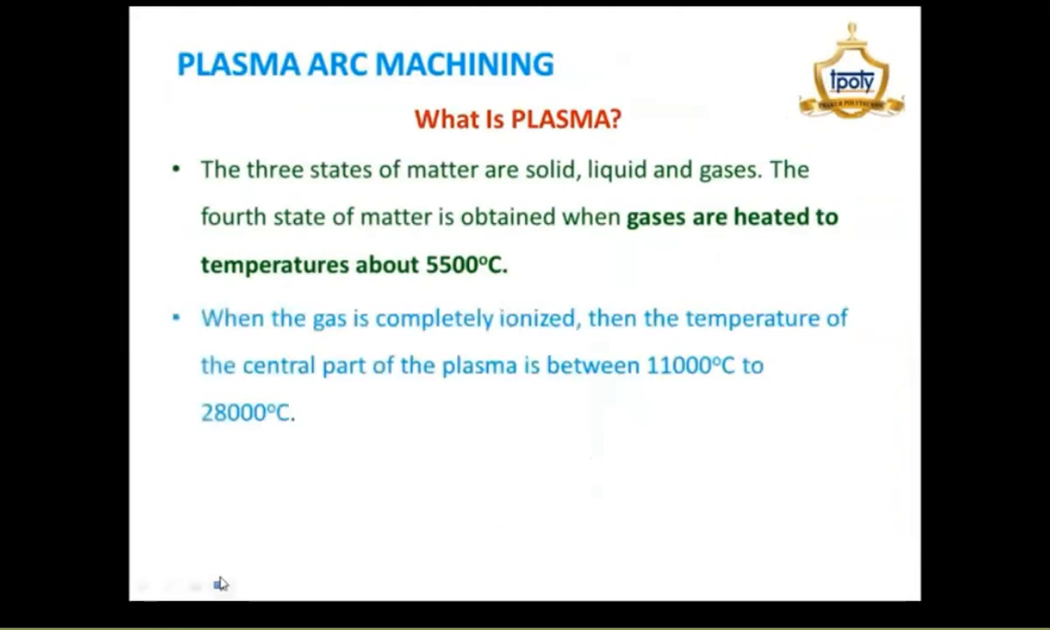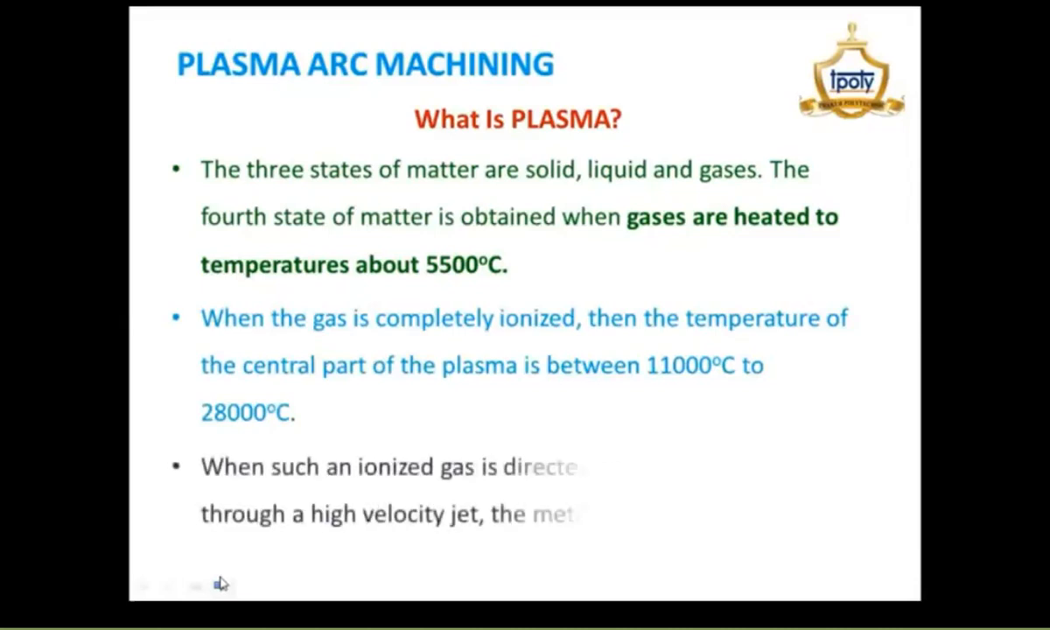Then when the gas is completely ionized, the temperature at the center of that plasma is between 11,000 to 28,000 degrees Celsius. So when such type of ionized gas is injected on the workpiece with a very high velocity, naturally the metal will get removed or it may get melted.